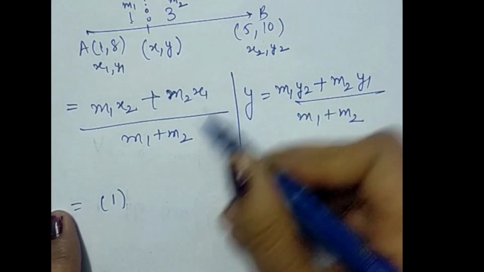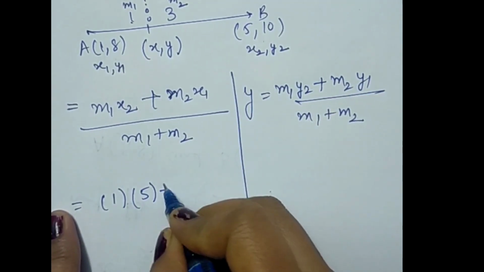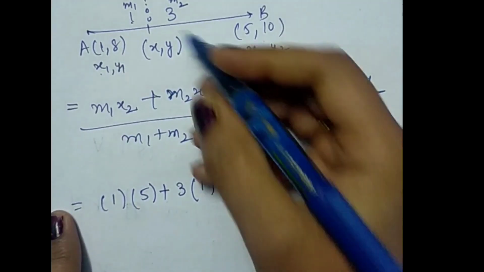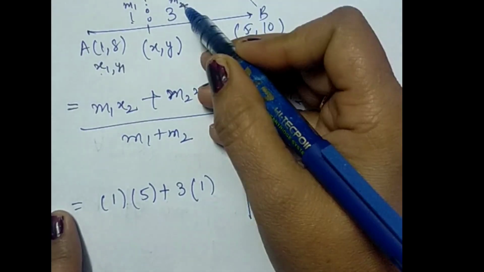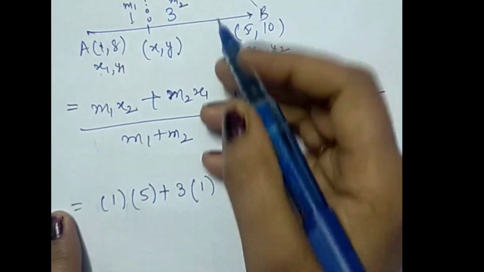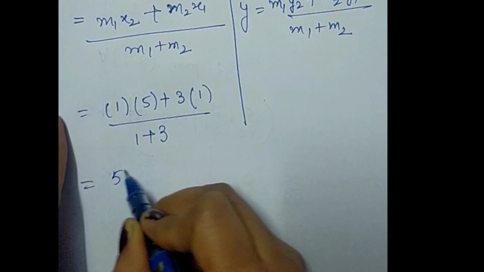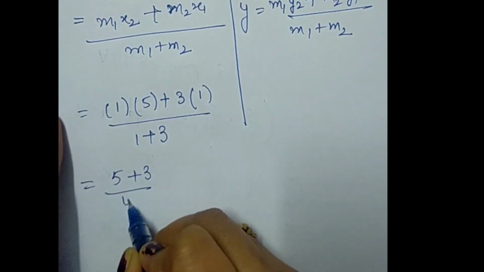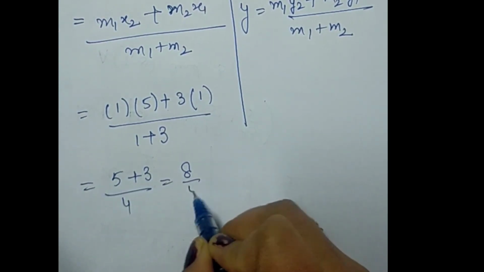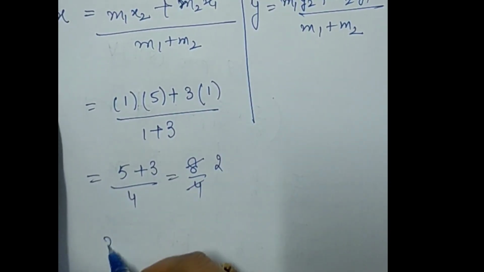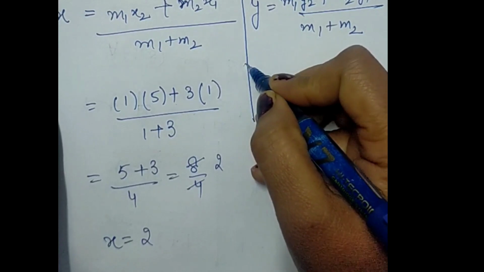m1 is 1, x2 is 5, plus m2 is 3 and x1 is 1. You can read it like this: 1 into 5 plus 3 into 1 over 1 plus 3. So now we get 5 plus 3 over 4, or you can say 8/4. Basically we are left with x to be 2. x is equal to 2.